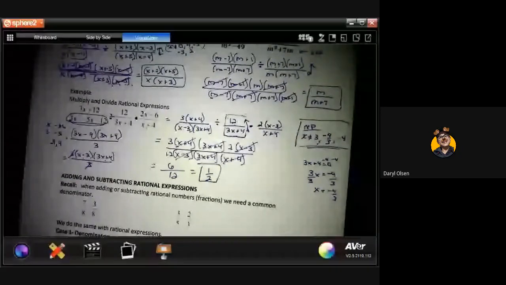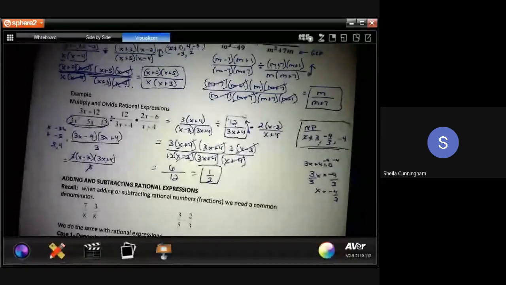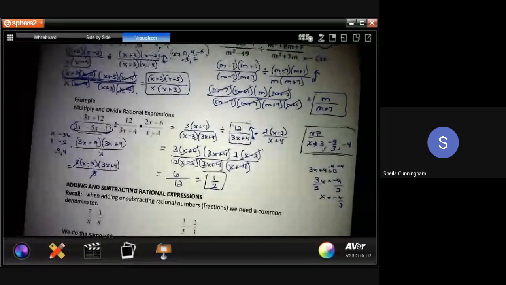Wow. Yeah. How was that? Good. Doesn't seem bad, okay? Yeah, the multiplying and dividing isn't so bad. That seems to be the okay piece to this.